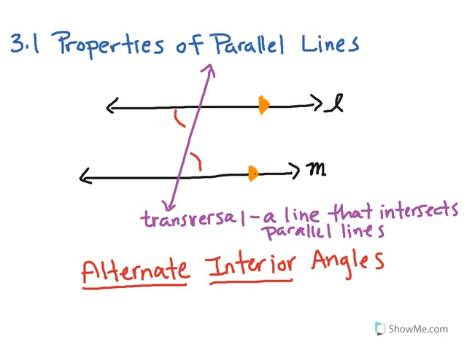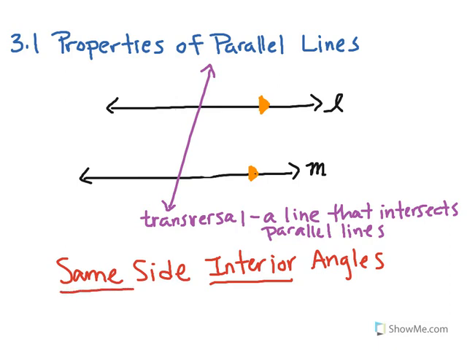The next one that we're going to look at is same side interior angles. Same side interior angles, once again, means that they are on the same side of the transversal this time, yet they are still inside those parallel lines. So that would be perhaps this angle and this angle. Those two are same side interior angles.